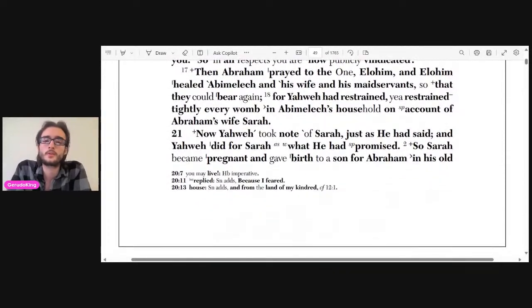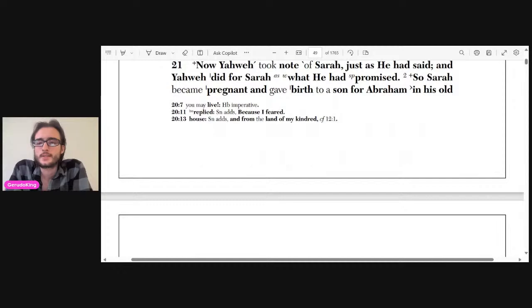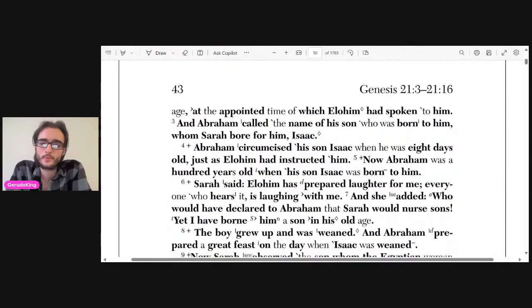Then Abraham prayed to the one Elohim, and Elohim healed Abimelech and his wife and his maidservants so that they could bear again. For Yahweh had restrained tightly every womb in Abimelech's household on account of Abraham's wife Sarah. Now Yahweh took note of Sarah, just as he had said, and Yahweh did for Sarah what he had promised. So Sarah became pregnant and gave birth to a son for Abraham in his old age at the appointed time of which Elohim had spoken to him.